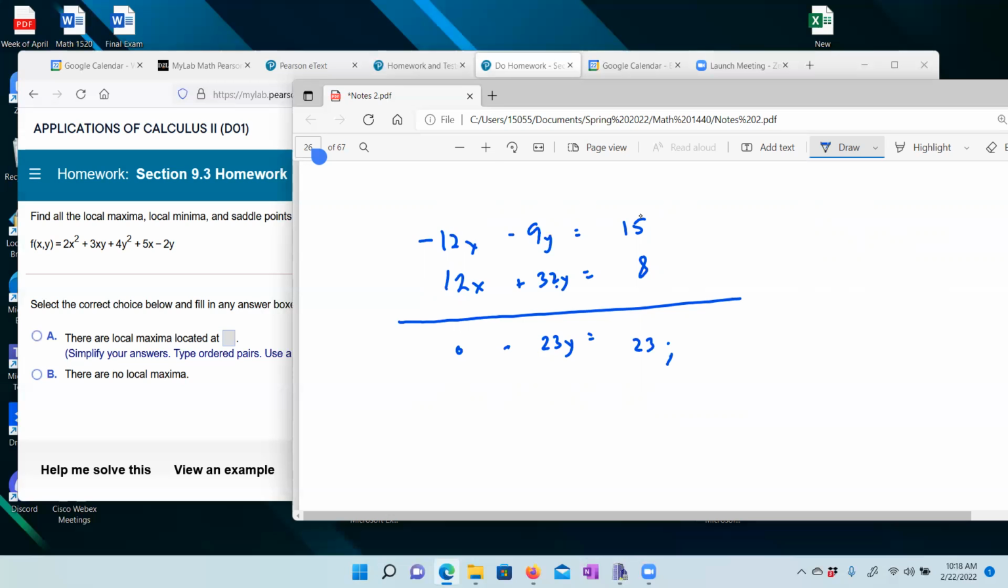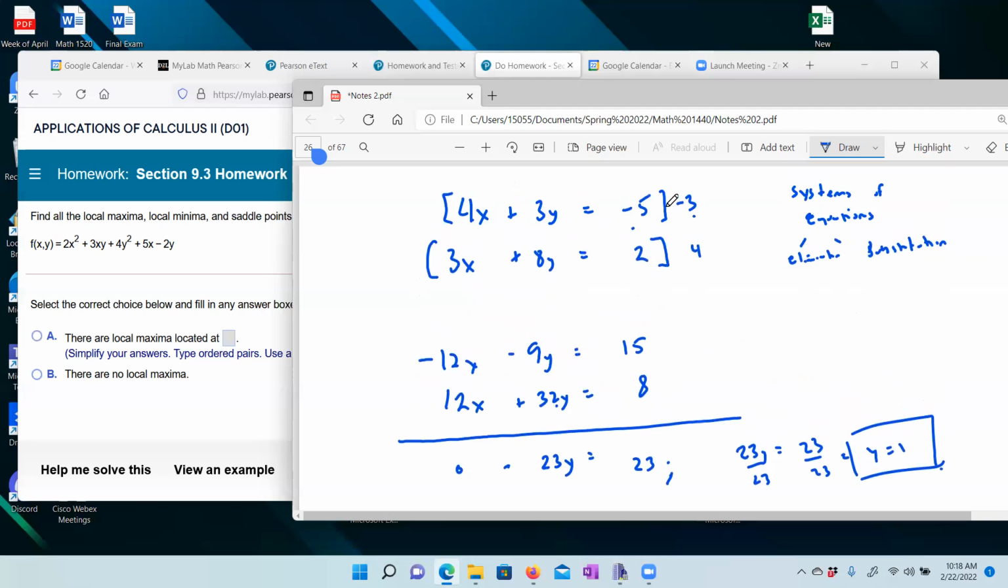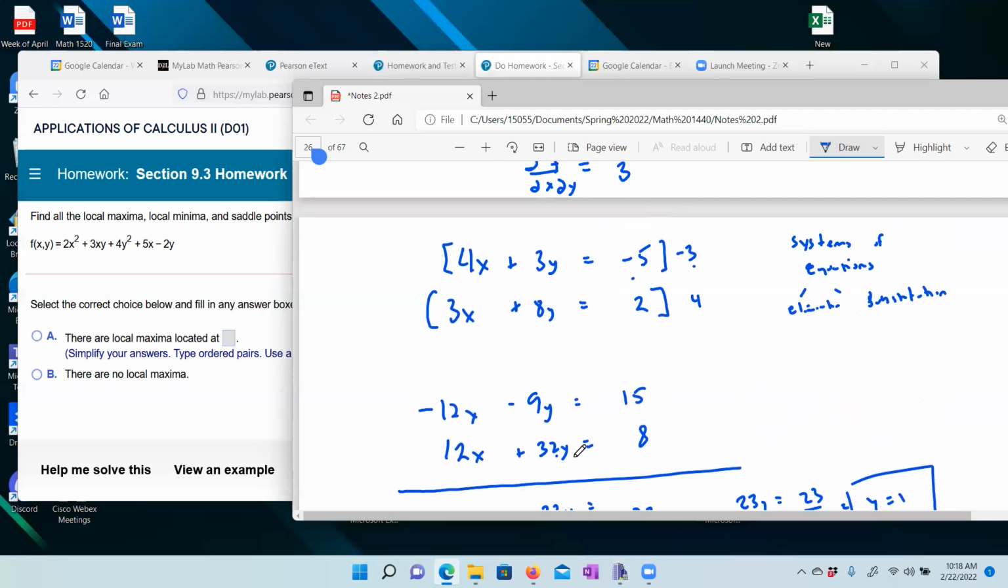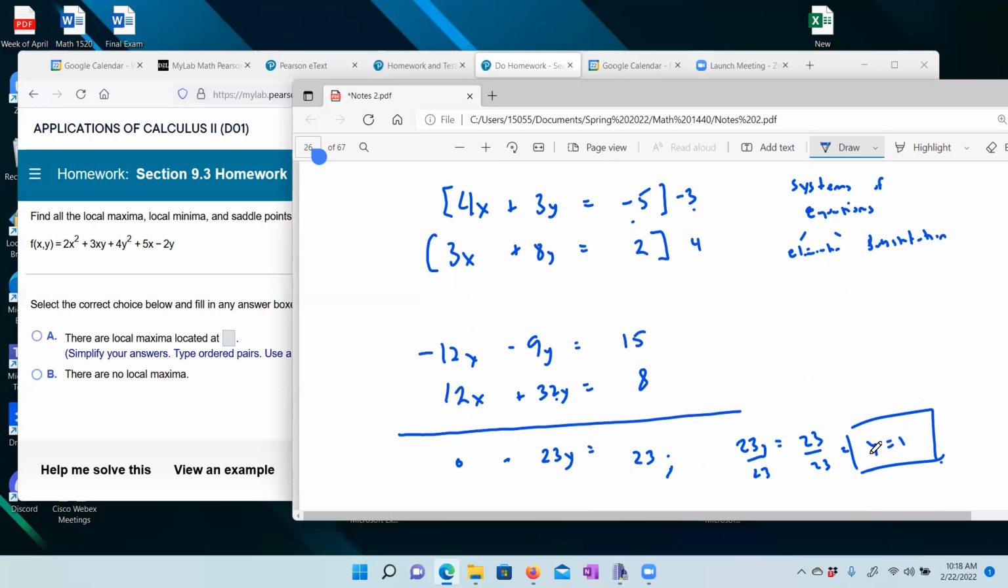So I'm just going to divide both sides by 23. 23y equals 23. Divide both sides by 23, and we get y is equal to 1. Okay. So once we know y is equal to 1, you can pick any equation you'd like up until the end here and get the value for your x.